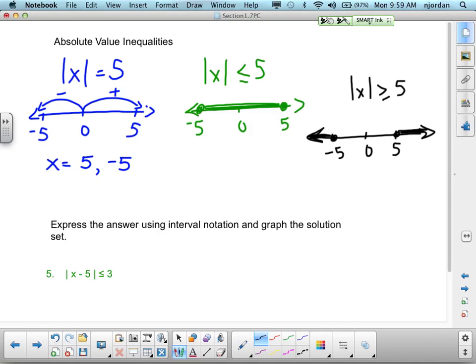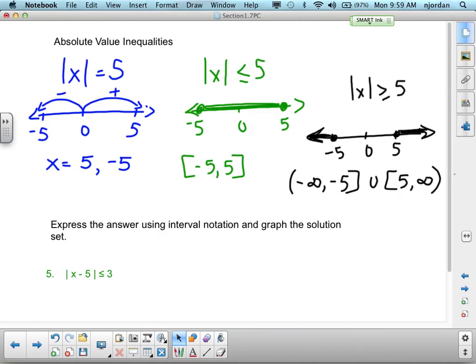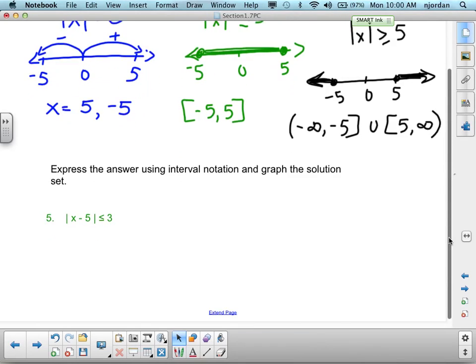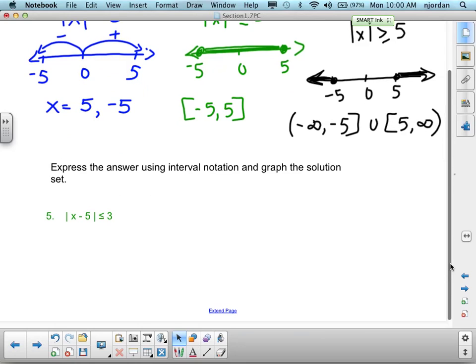You can test regions if you want to, but if you want to just remember that when the absolute value is less than, your shading is going to be in between. Again, here my solution set would be negative 5 to 5. And if the absolute value is greater than the number, then the solution set is going to go from negative infinity to negative 5, or 5 to infinity. Okay, so if you keep that in mind, this should not give you that much trouble. I only have 2 examples here.